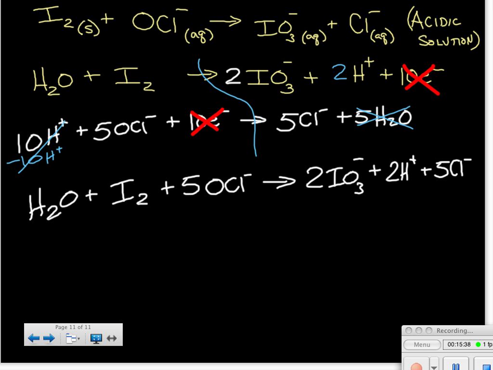And we can also do the same thing for the charge and find out that we've got 5 negative charges before and 5 negative charges after. And so everything's balanced, and that's a good final check on this. And again, this is for an acidic solution. You could tell it's an acidic solution because we've got some hydrogen ion there that's being produced here. That would make it acidic.